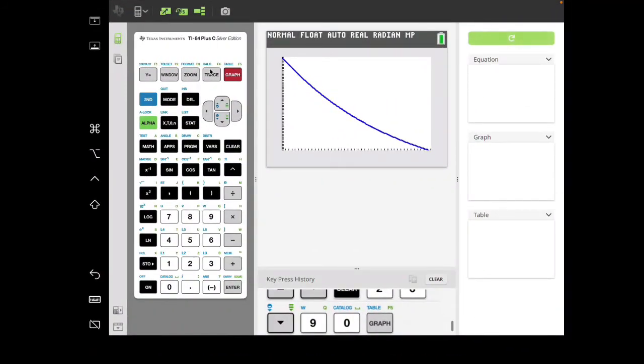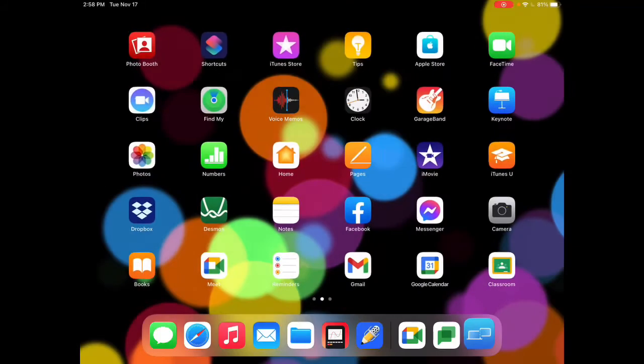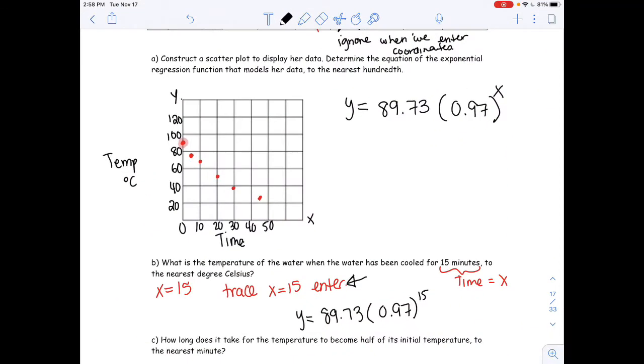So let's go to our graphing calculator and do that. We're going to press now trace. When you're given an x, you press trace, 15 in this case, press enter. The y coordinate is your answer. So we know that we're going to round to the nearest degree Celsius, meaning nearest whole number. So our y is 59 degrees Celsius. So our answer is y equals 59 degrees Celsius. Okay, so y equals 59 degrees Celsius.